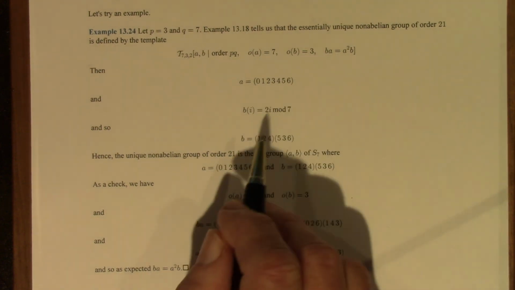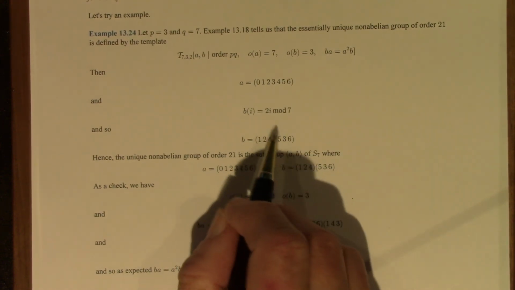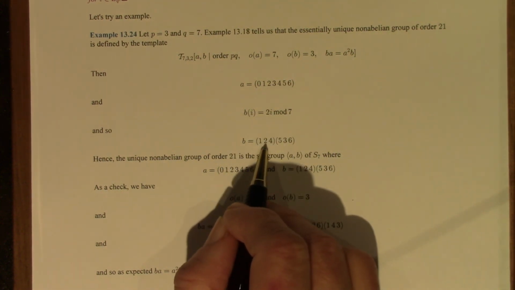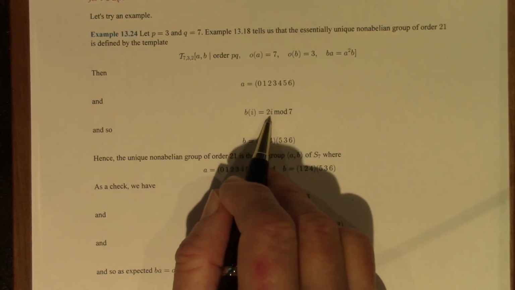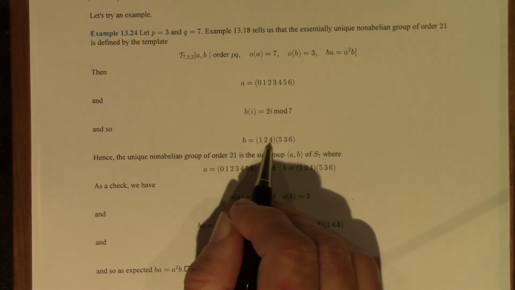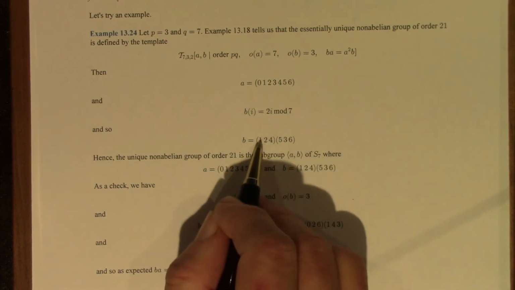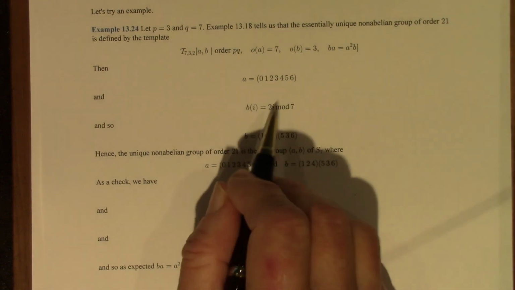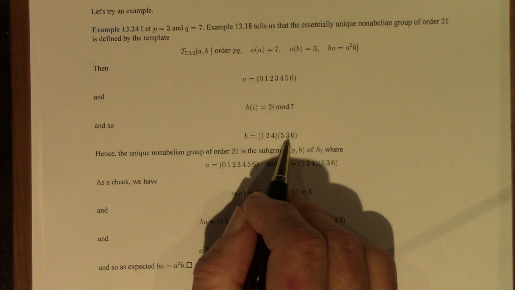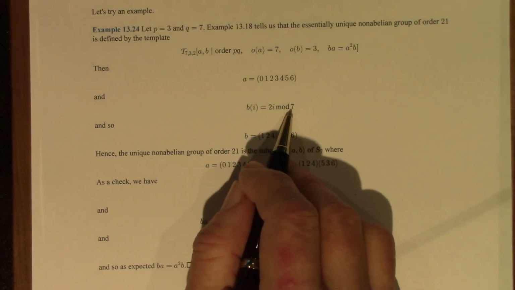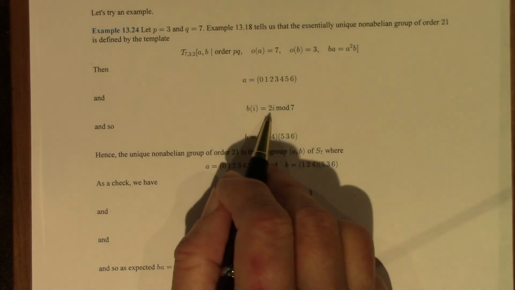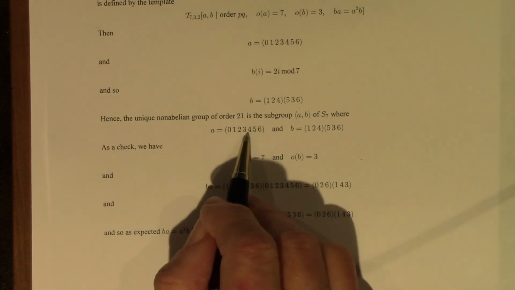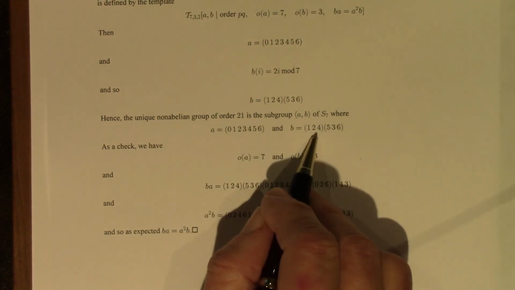So what is B? Well, you can just figure it out. What does B do to 1? It sends it to 2 mod 7, so 1 goes to 2. Where does 2 go? 4 mod 7, which is 4. 4 goes to 8 mod 7, which is 1, so we've got this cycle. 5 goes to 10 mod 7, which is 3. 3 goes to 6 mod 7, which is 6, and finally 6 goes to 12 mod 7, which is 5. So these are the two generators for this group.